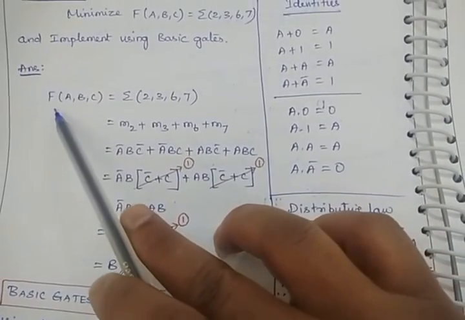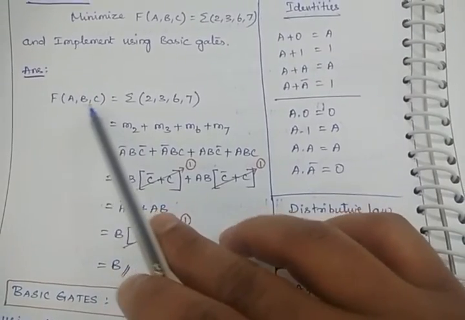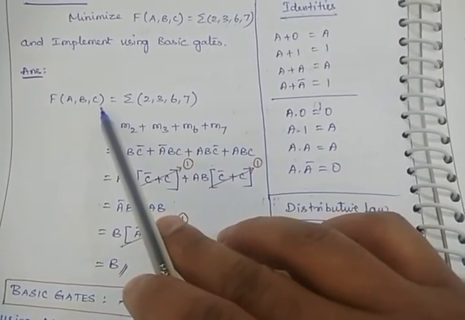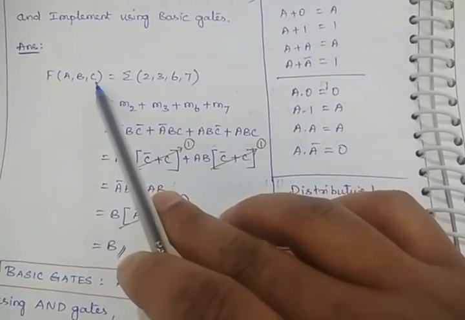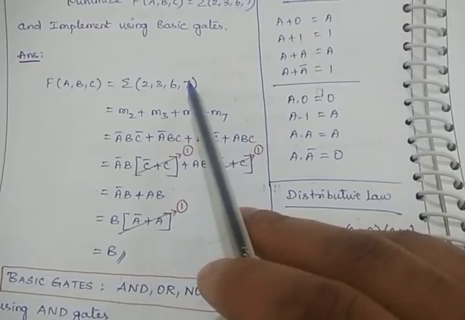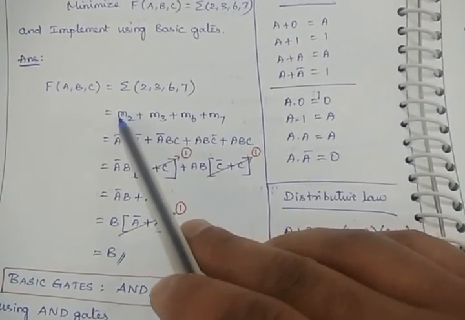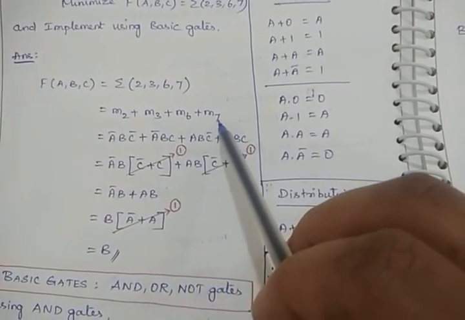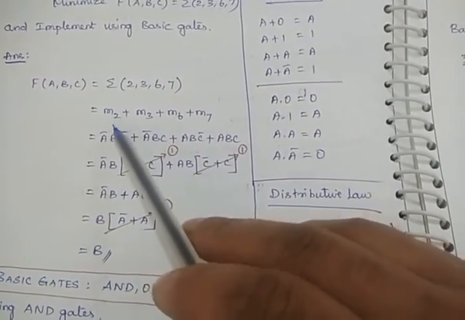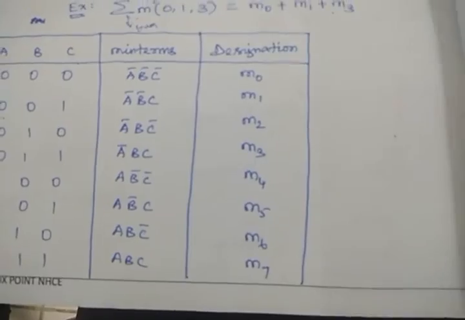So the question is here, the function given is f of a, b, c. See, a, b, c, 3 variables given, which means this is a 3 variable expression, right? And summation of 2, 3, 6, 7. So this is min terms, small m: m2 plus m3 plus m6 plus m7. So m2, we know from the tabular form you can get the values. m2 means a bar, b, c bar. So like that we will get the remaining.